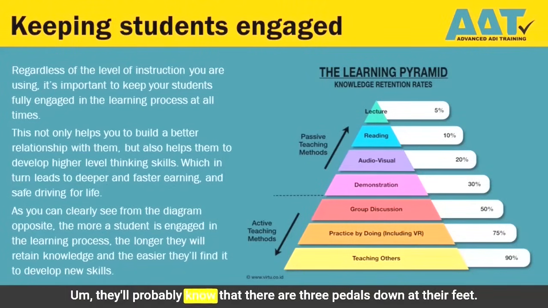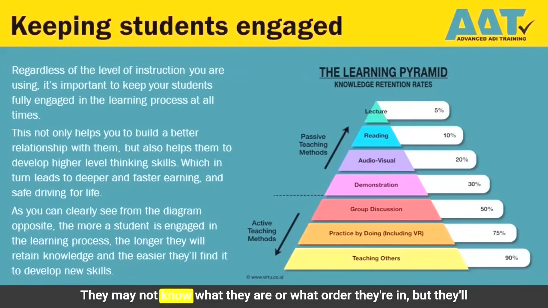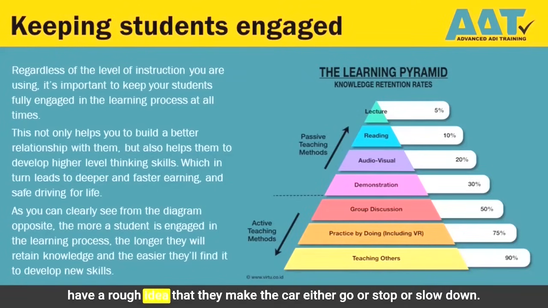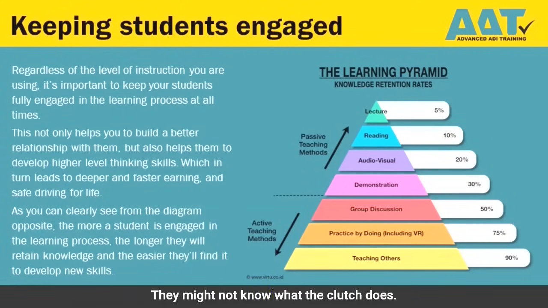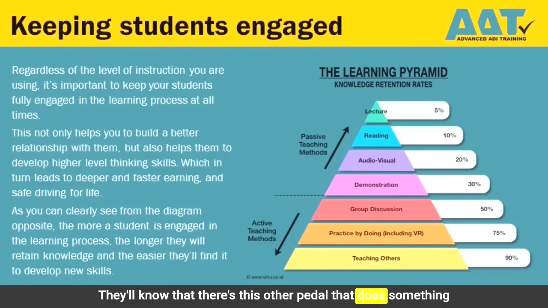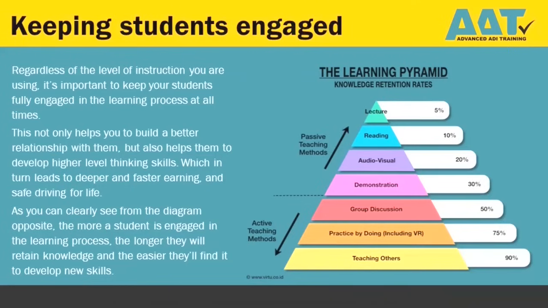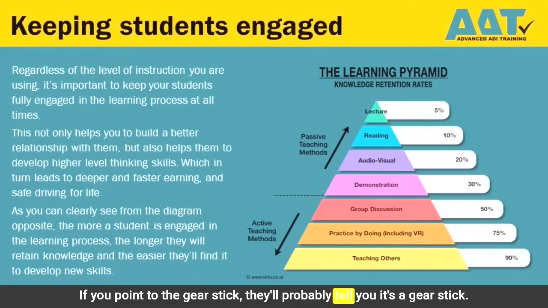They'll probably know that there are 3 pedals down at their feet. They may not know what they are or what order they're in, but they'll have a rough idea that they make the car either go or stop or slow down. They might not know what the clutch does, but they'll know that there's this other pedal that does something weird and that's got some sort of connection to the gears. If you point to the gear stick, they'll probably tell you it's a gear stick.